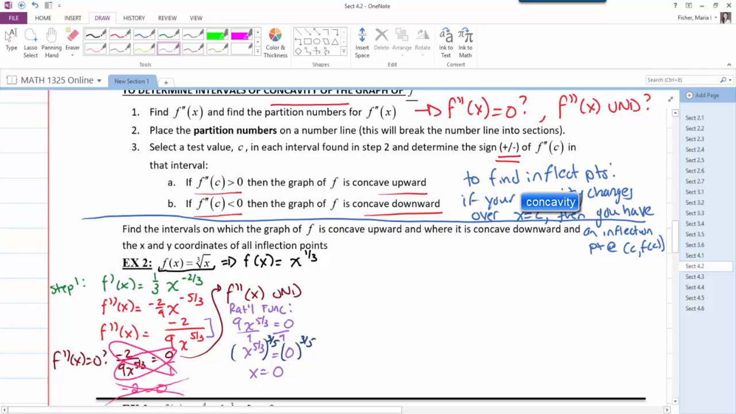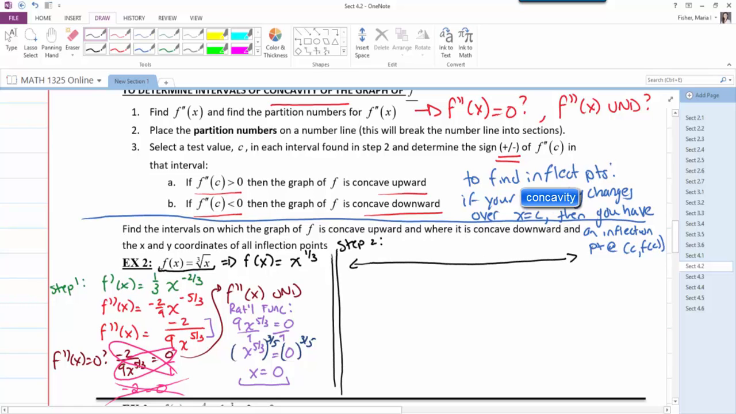So is 0 part of the domain of the original function? Cube root of x, can you take the cube root of 0? Yeah, you sure can. So 0 is going to be considered an inflection point if our concavity changes over that number. So I found my partition numbers. Then I place them on that number line. This is step 2. The only number I'm placing on here is 0.